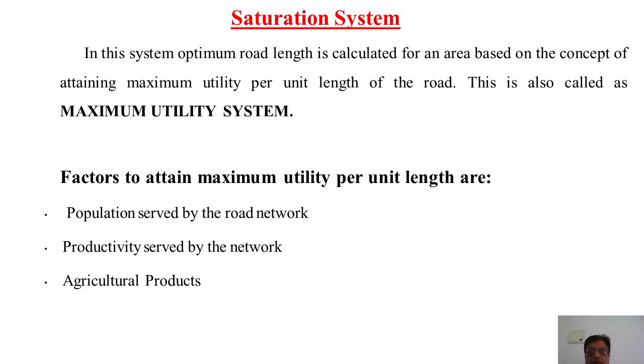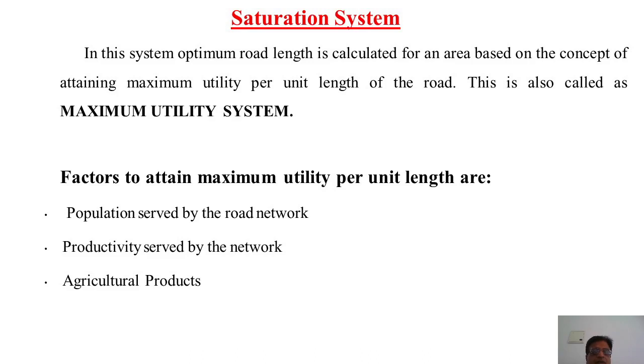Next one, saturation system. In this system, the optimum road length is calculated for an area based on the concept of attaining maximum utility per unit length of road. This is also called the maximum utility system. Saturation system is also called the maximum utility system. There are three factors which are considered in the maximum utility system per unit length.